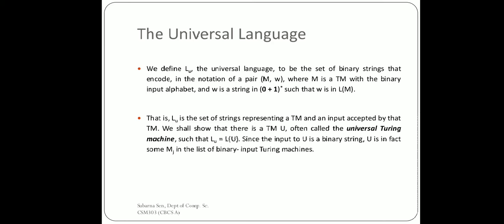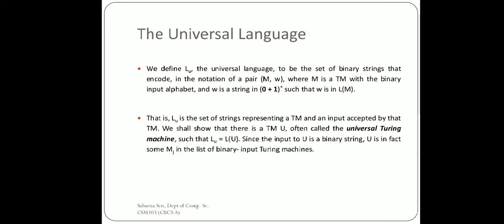Now here LU, the universal language, will be defined as a set of binary strings that encode, in the notation of a pair, that is M comma W. If you remember, we used to represent the notation in this form, that is M stands for a Turing machine and W stands for the input alphabet or the string which this machine is going to accept, and that string will always be a combination of zeros and ones, right? So here LU is a set of strings representing a Turing machine and an input accepted by that Turing machine.